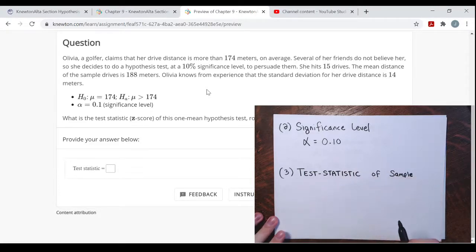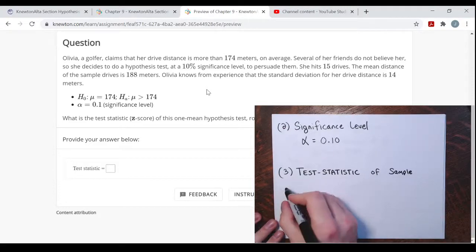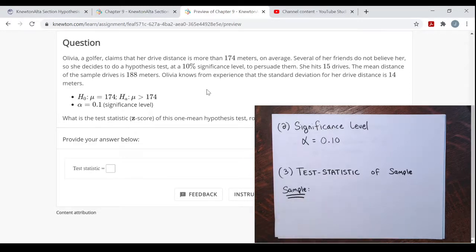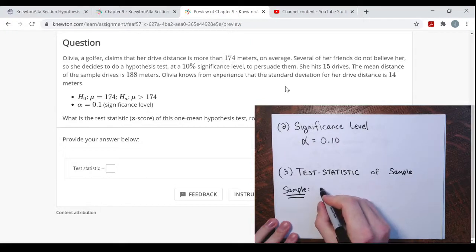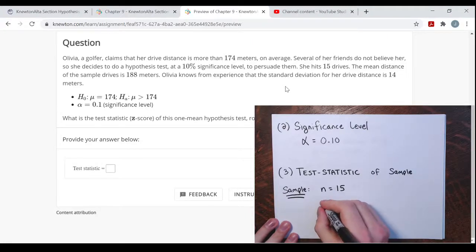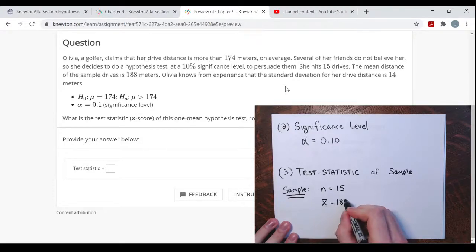Right, so remember, a sample's taken. In this particular problem, a sample is taken. This sample was her 15 drives. She hit 15 drives, so n equals 15, the 15 drives she took. And then you've got x bar, remember the sample mean? It said the mean distance of that sample is 188 meters.